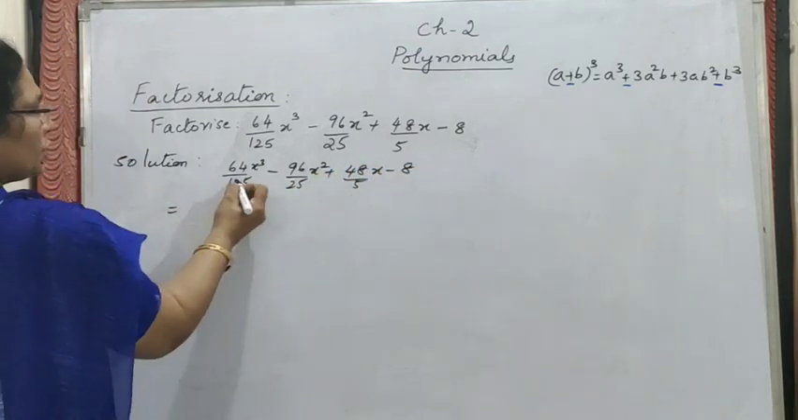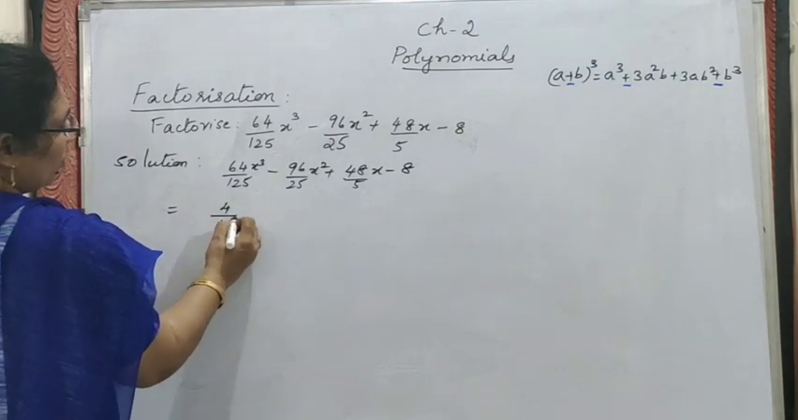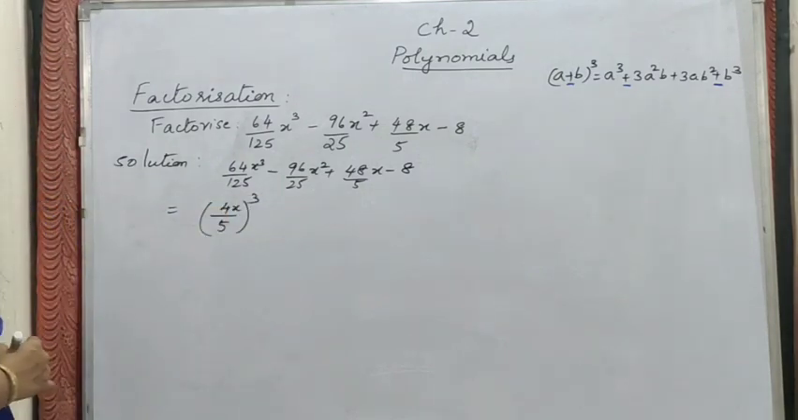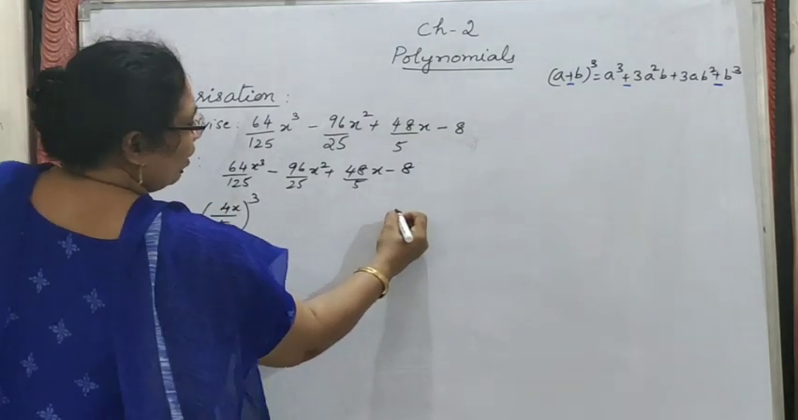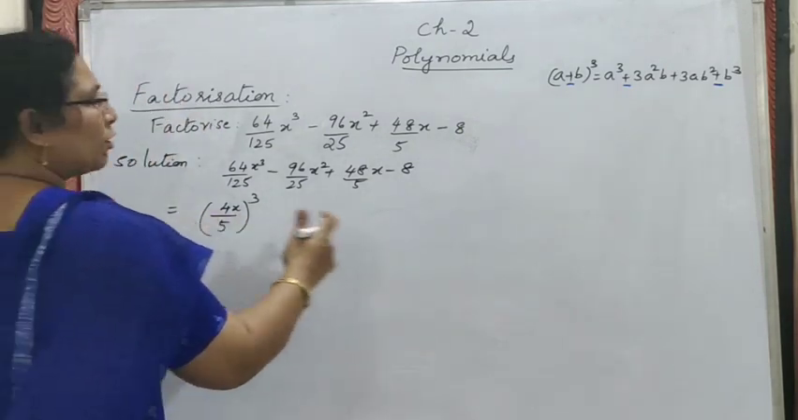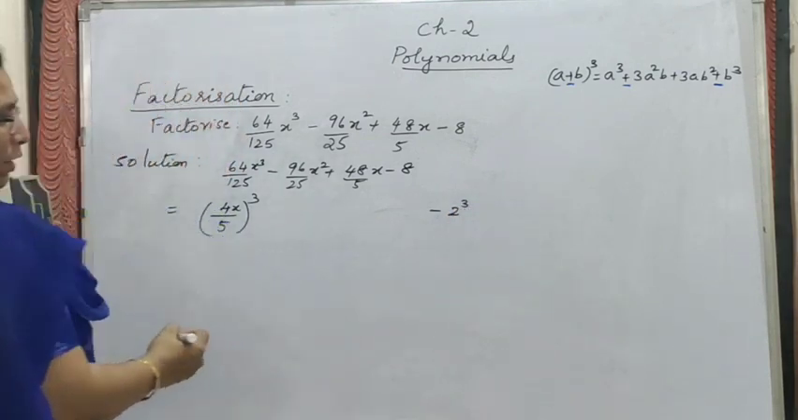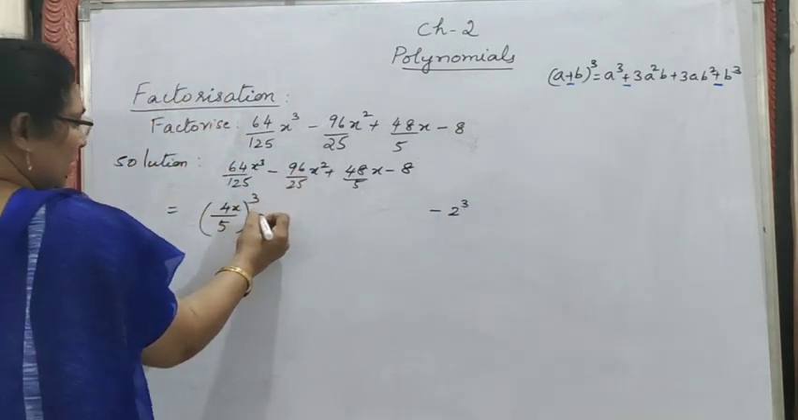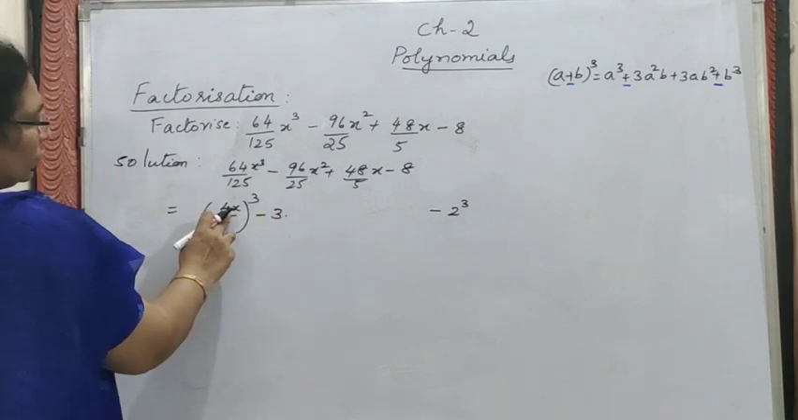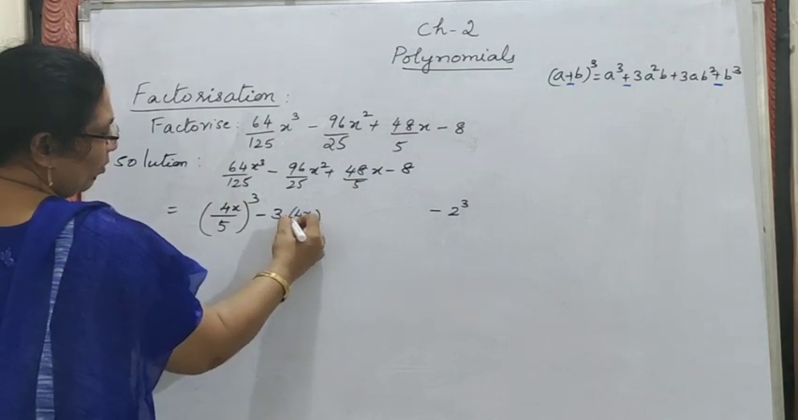What can we write for 64? It is 4 cube, right? 125 is 5 cube. So 4x by 5 whole cube. So we got the first term in the cubical way. Now 8 can be written as minus 2 cube, right? Now the sign is minus only. We identified the first term, that is 4x by 5. But tell me what is the power. You can tell me the power now.